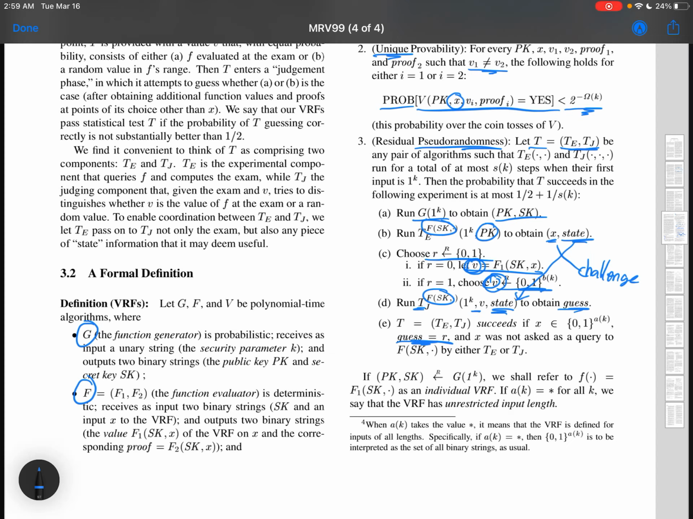And what we want is that T should succeed with no more than 1/2 plus a slight advantage. In other words, it can always randomly guess and in that case, it will succeed with probability 1/2. But if it's not able to do much better than that, then essentially T cannot distinguish between a completely random value and one generated from F. And in that case, we can claim that F is pseudo-random.